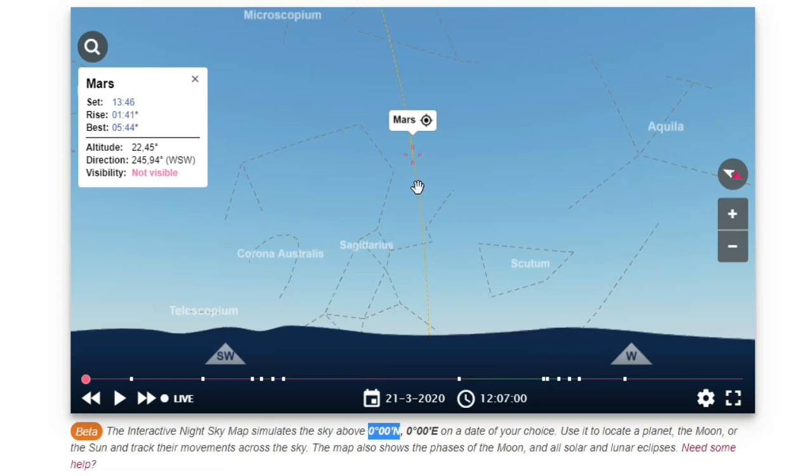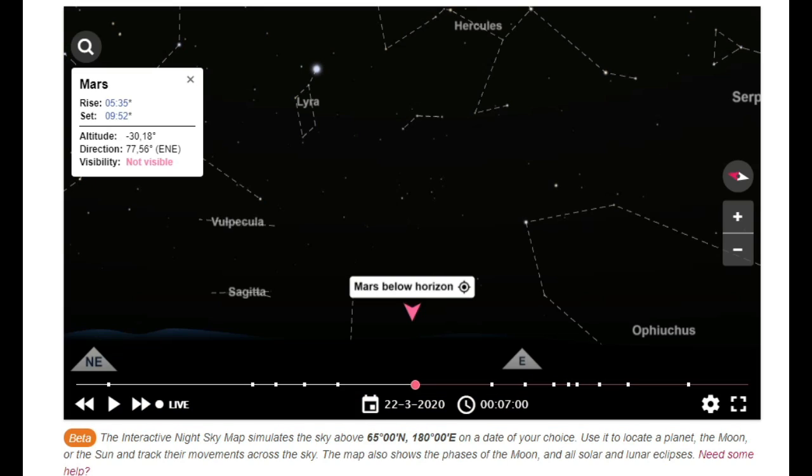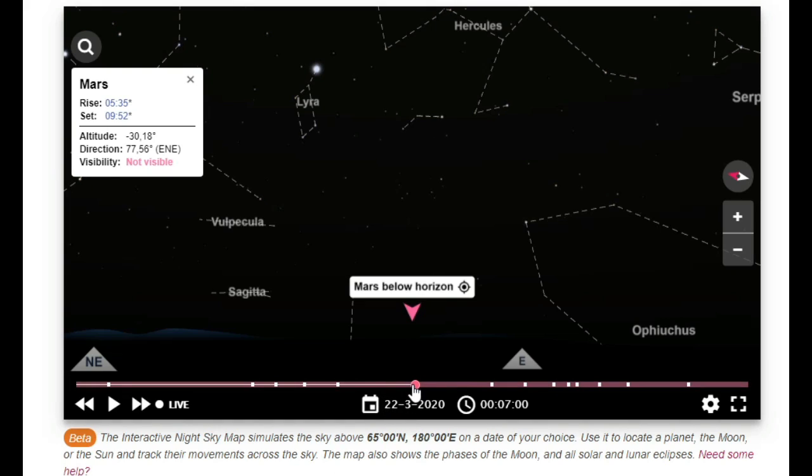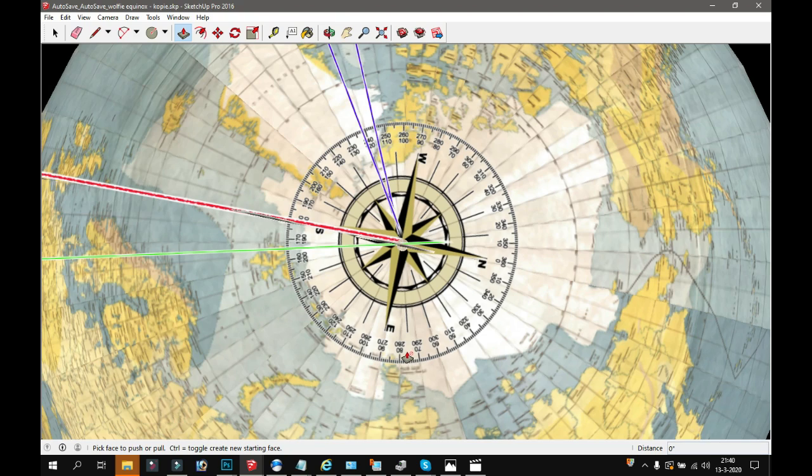Where is Mars? 180 degrees opposite from the prime meridian. Then we use 65 latitude north, 180 degrees east. And then we move the clock 12 hours ahead. So the time is 12:07. This is an azimuth of 77. 77 degrees is here. But we cannot put Mars direction here, of course. We need to twist this compass around with 180 degrees.